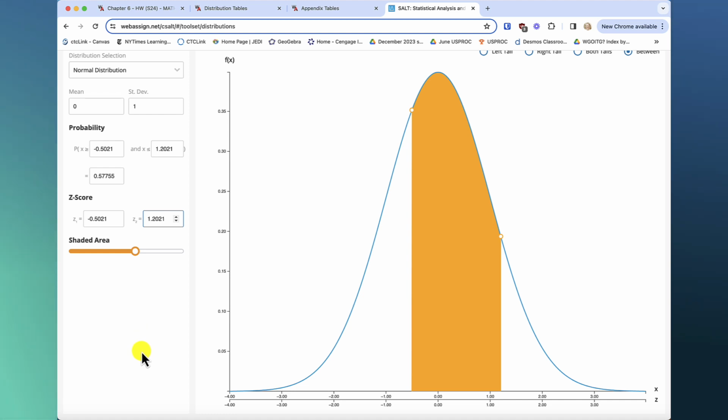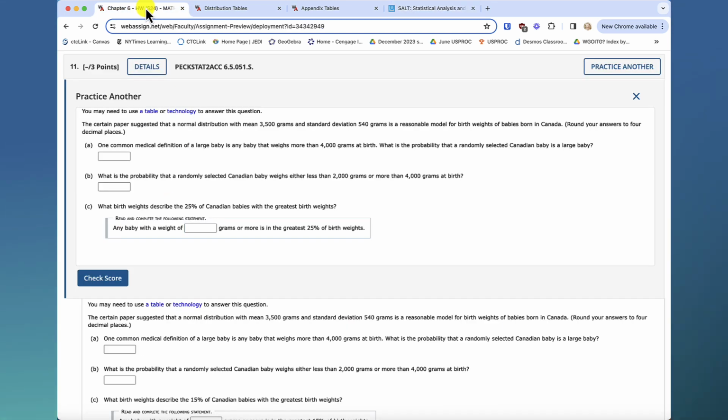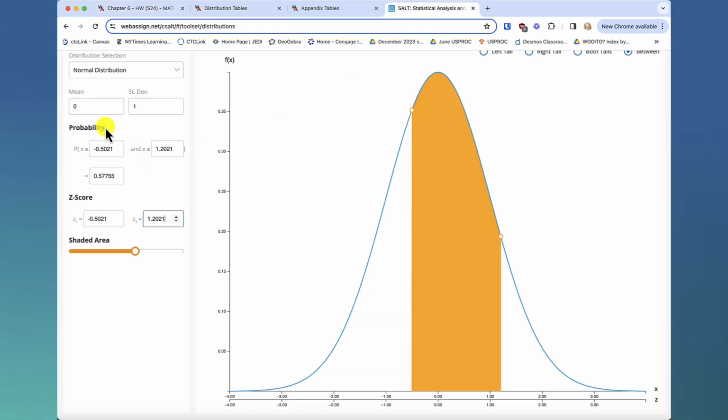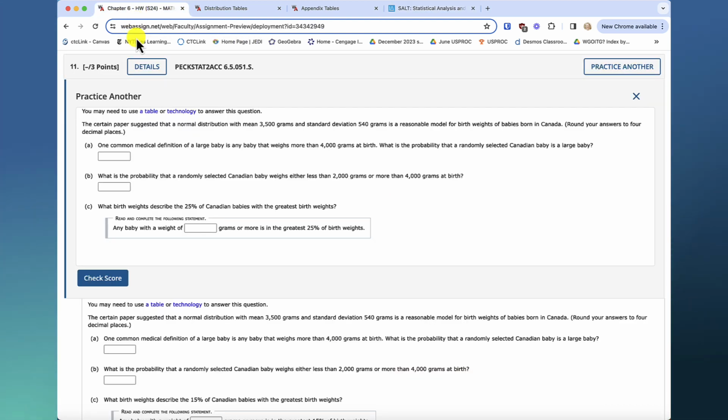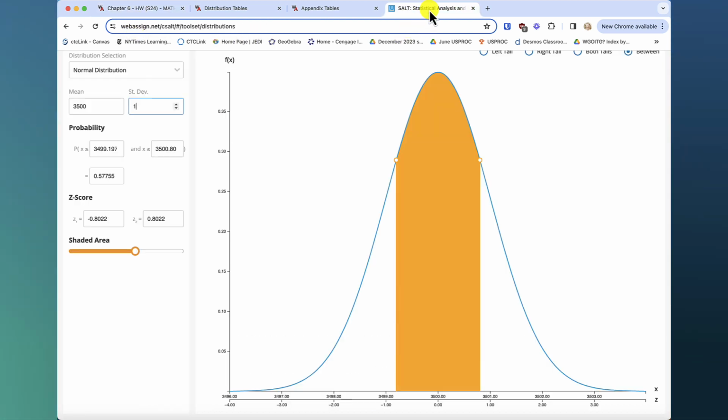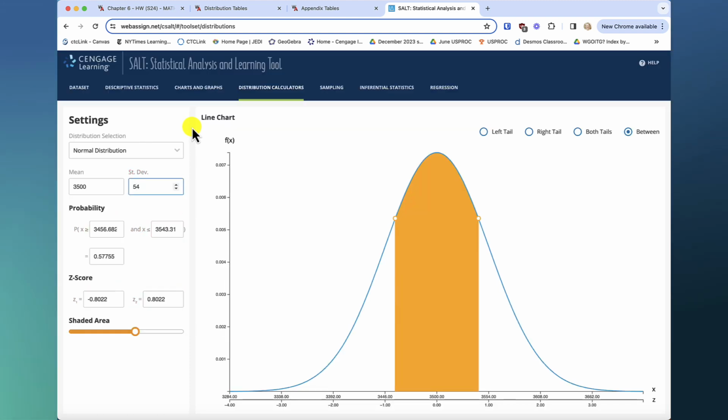So if we end up changing the scale of our data, like right here, mean distribution weight 3,500 grams. So if I go to this mean and change it to 3,500, and then change the standard deviation to be 540, now we have this same bell-shaped curve, but we get two labels. We get an x label and a z label. The x label is the values of our data. So the mean is 3,500, the standard deviation is 540.